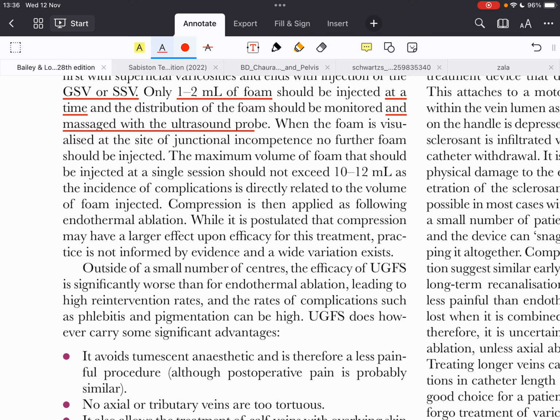The maximum volume of foam that should be injected at a single session should not exceed 10 to 12 ml, as the incidence of complications is directly related to the volume of foam injected. Compression is then applied as following endothermal ablation. While it is postulated that compression may have a larger effect upon efficacy for this treatment, practice is not informed by evidence and a wide variation exists.